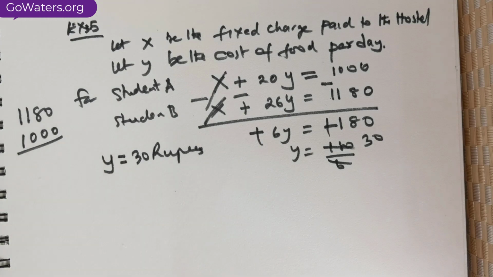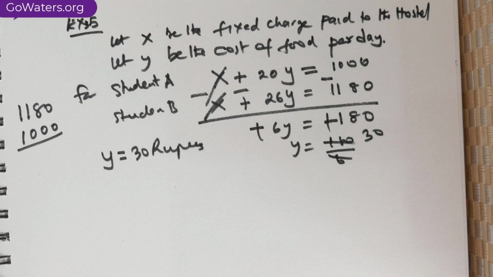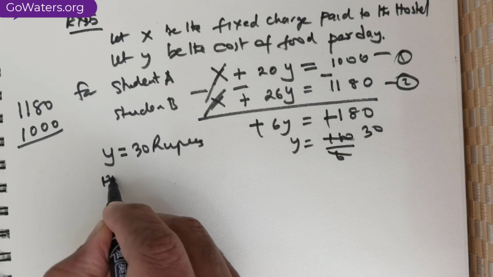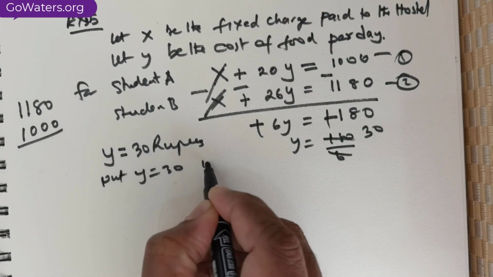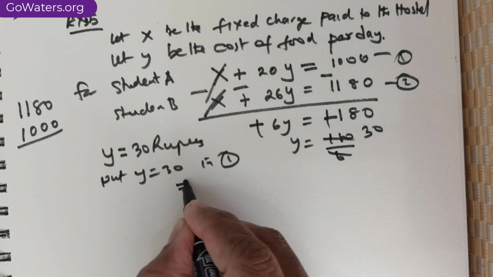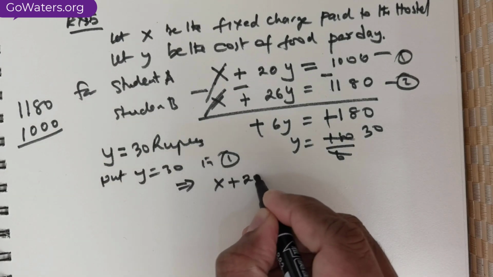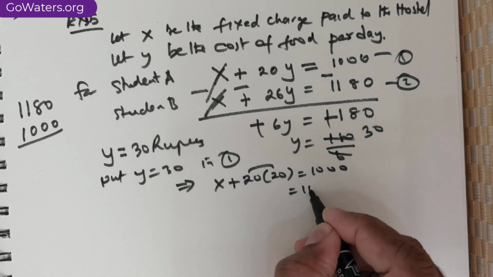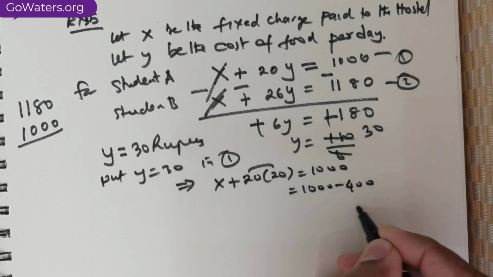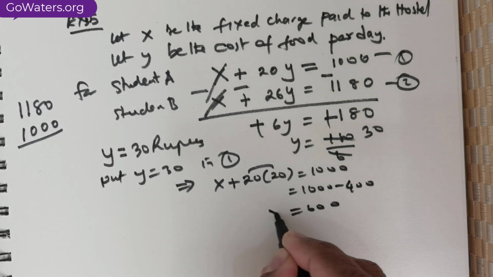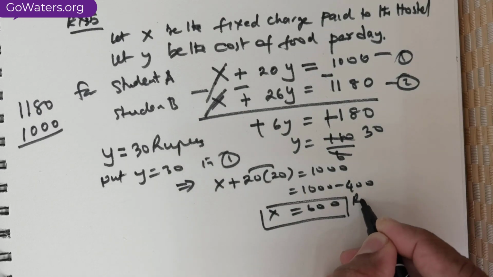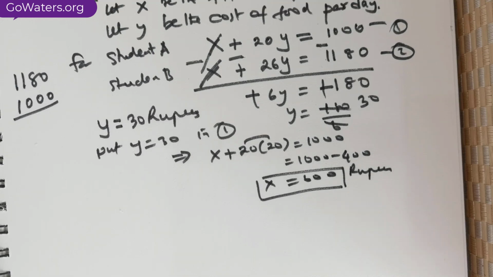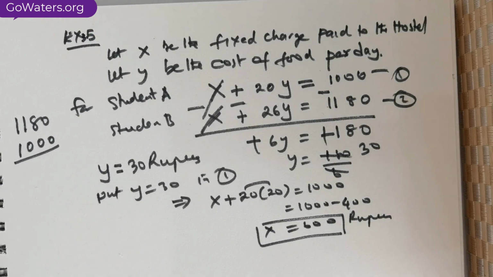And we are expected to find, so we need to get the value of X. So if I were to take this as 1 and 2, put Y is equal to 30 in 1. You need to show that. So this would mean X positive 20 times 20 is equal to 1000. This is going to be 400. So 1000 minus 400, which is equal to 600. So X is equal to 600 rupees. So this is what they will have to pay for the rent. So we'll move on to the next question.